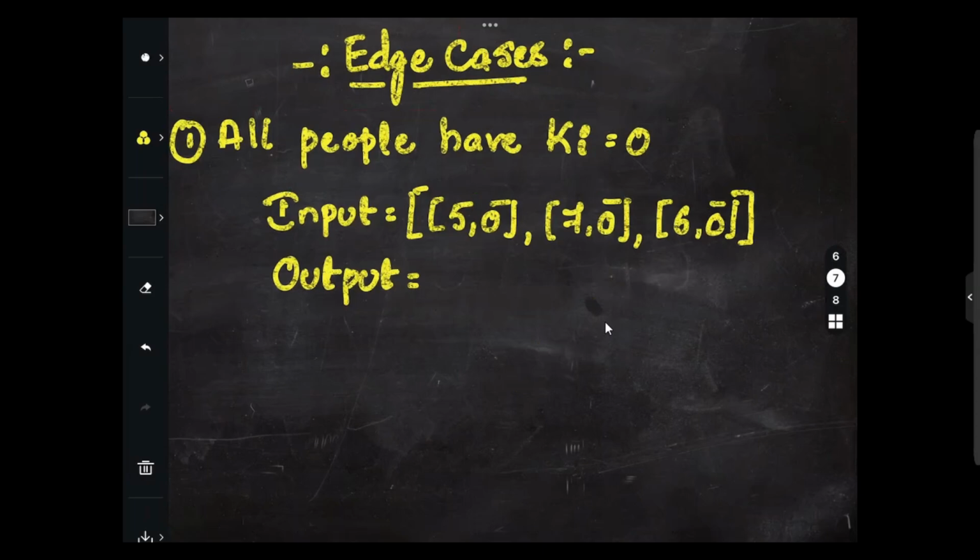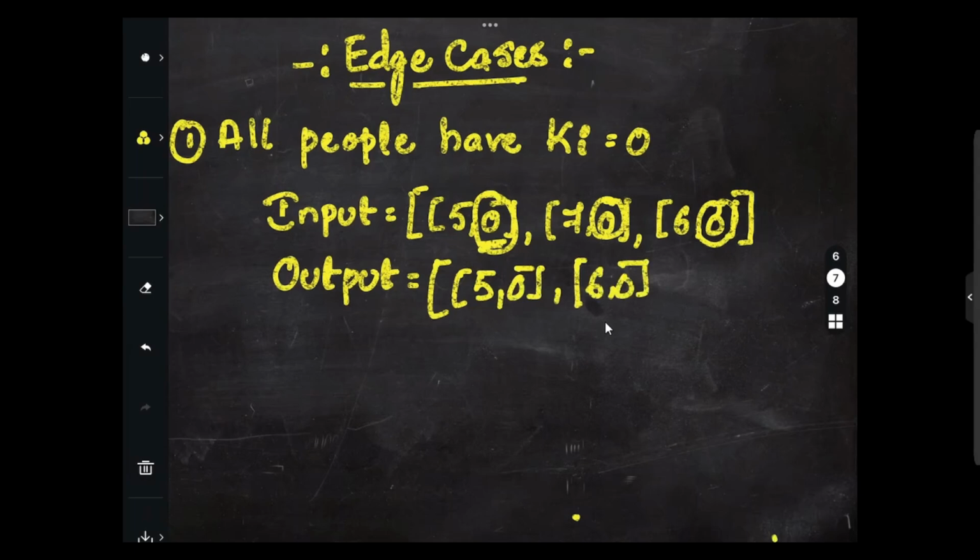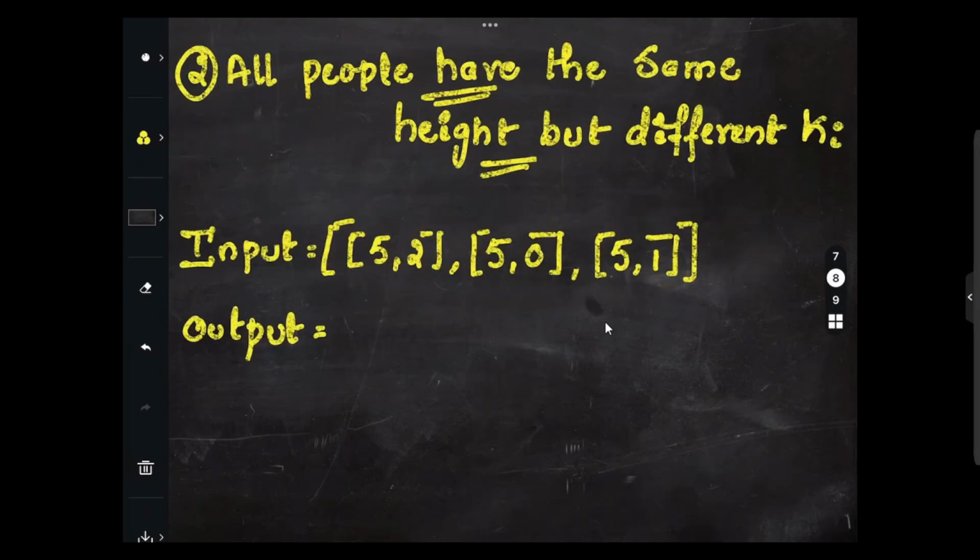So let's discuss the edge cases one by one quickly. In the first case, all the people have ki equal to 0. We are considering the second element. When all the people have 0, the input is already sorted by height. So the output will be the same: 5, 0, 6, 0 and 7, 0. So this is the output.